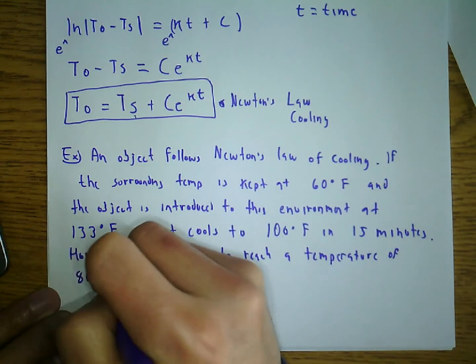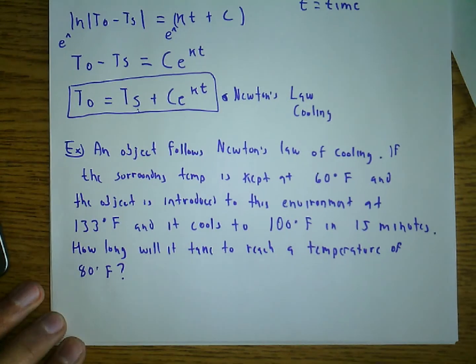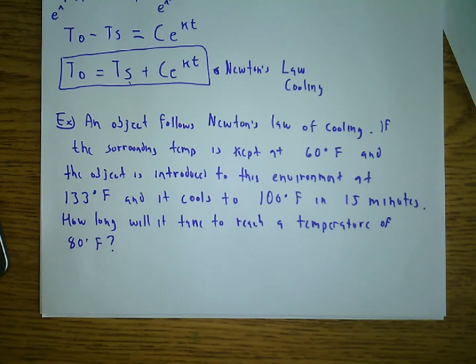So we've got an object that is originally 133 degrees Fahrenheit. We're going to introduce that object into a controlled environment that is kept at 60 degrees Fahrenheit. Okay? We made some observations that it cooled down to 100 degrees Fahrenheit in 15 minutes. So it went from 133 to 100 degrees Fahrenheit in 15 minutes. How long will it take for that object to reach a temperature of 80 degrees Fahrenheit?